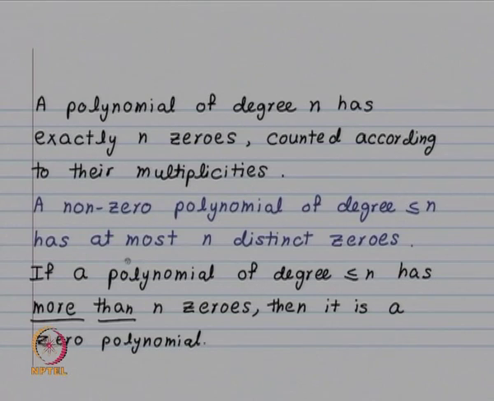As a consequence of this, a non-zero polynomial of degree less than or equal to n has at most n distinct zeros, and if a polynomial of degree less than or equal to n has more than n zeros, then it is going to be the zero polynomial. So, it is this result that we are going to use to show the uniqueness of the cubic Hermite polynomial.